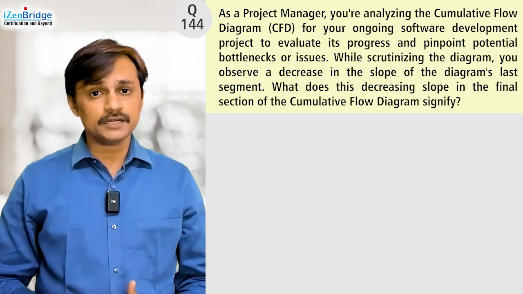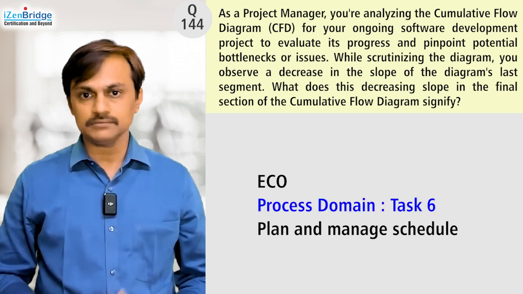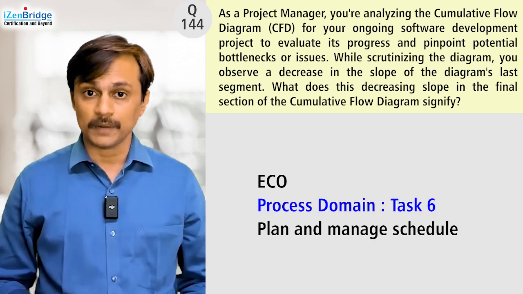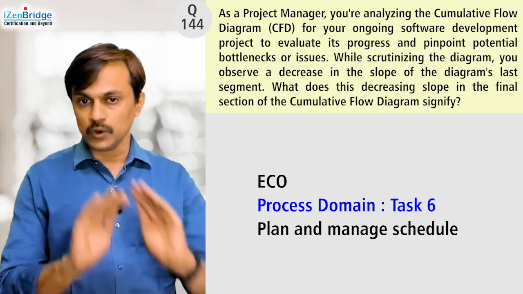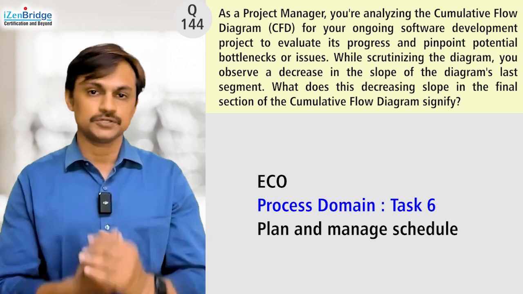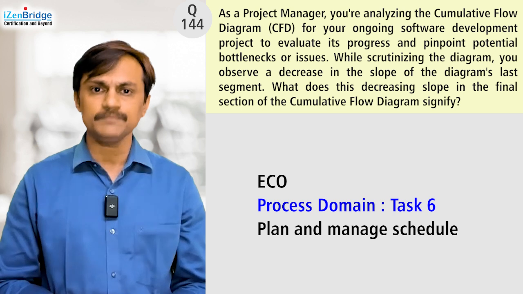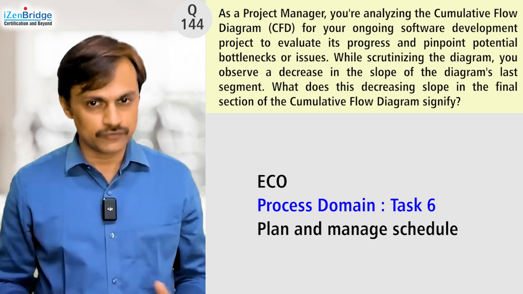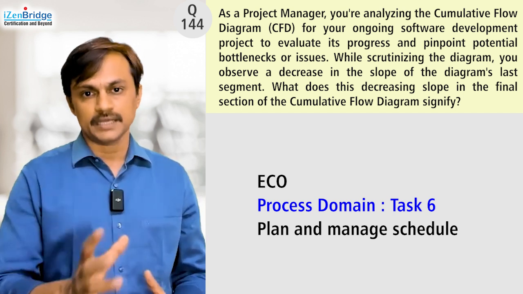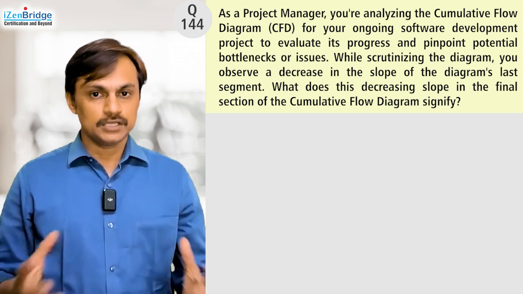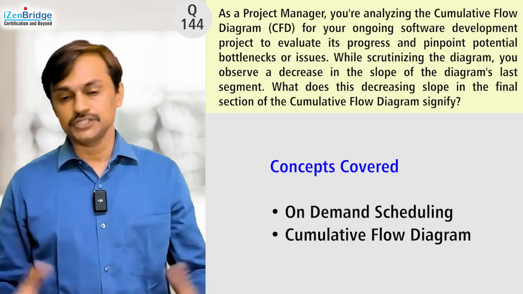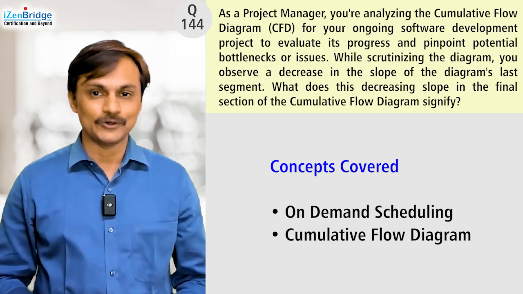From the ECO perspective, this maps to the process domain, task 6, because we are talking about plan and manage schedule. The cumulative flow diagram is usually used in the on-demand section of your project-related scheduling activity. We don't expect the whole project to follow on-demand scheduling, but yes, some part of your project schedule may follow on-demand scheduling. The topics we covered: on-demand scheduling and the cumulative flow diagram.